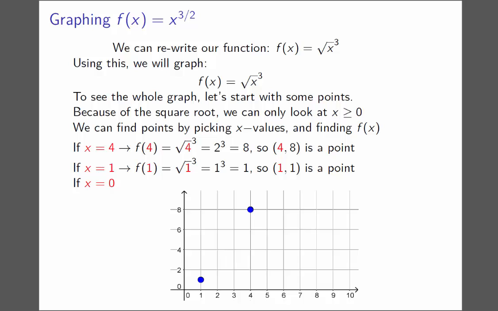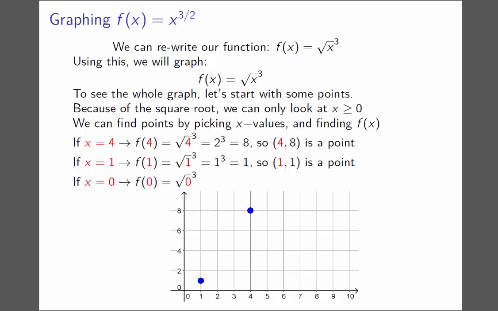What about x equals 0? f of 0 is the square root of 0 cubed. And the square root of 0 is just 0, so this is 0 cubed, which is also 0. Which means that (0, 0) is a point that we can put on our graph.